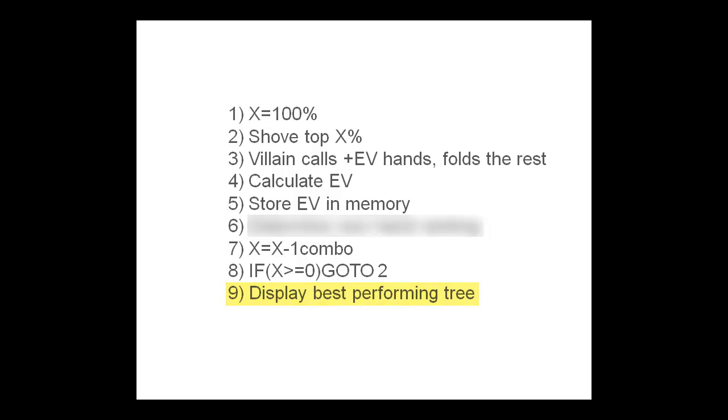Finally, after all values for X have been tried, the range with the best performance will be loaded to the screen. Now, the reason that it's very difficult to find the absolute optimal answer is in line 2 here. We're shoving the top X%, but it's not clear which hands are within the top X%. After all, you need to define a hand ranking that determines which hands make the cut and which don't. To solve this, line 6 has been added. After determining the EV of the shoving situation, the software will now determine how all combos rank against villain's calling range, and it's that ranking that will be used for the next iteration.